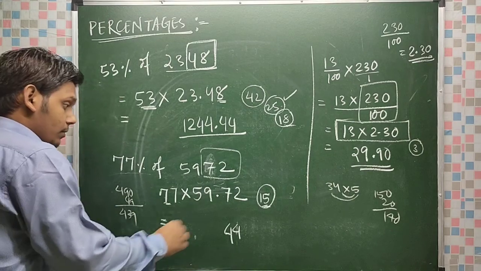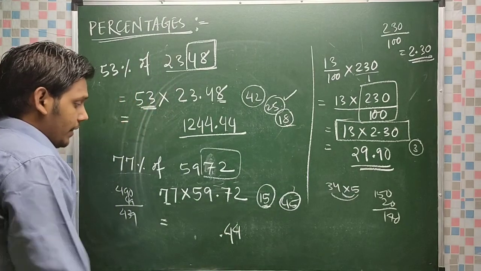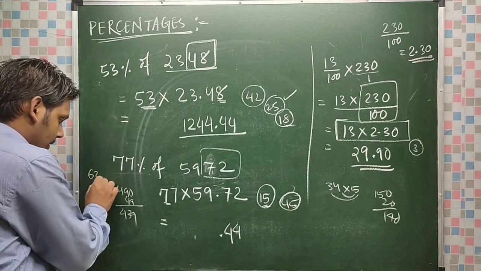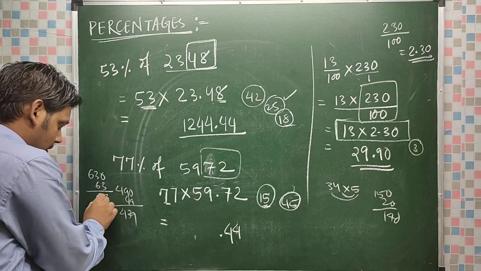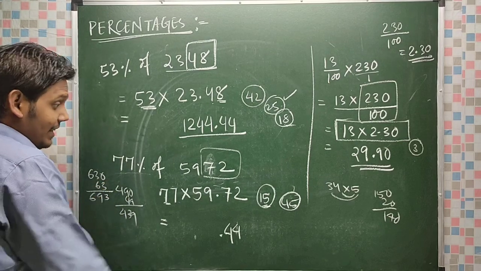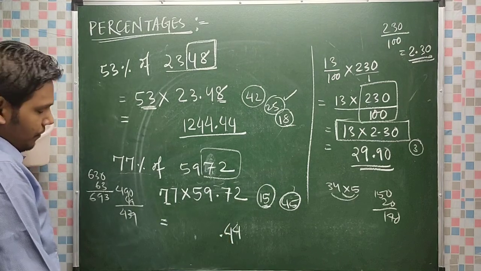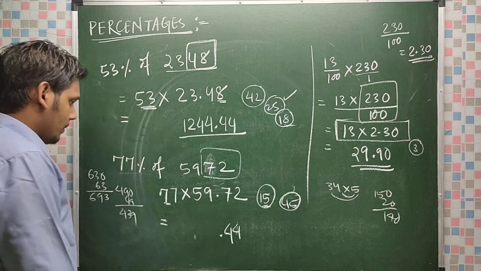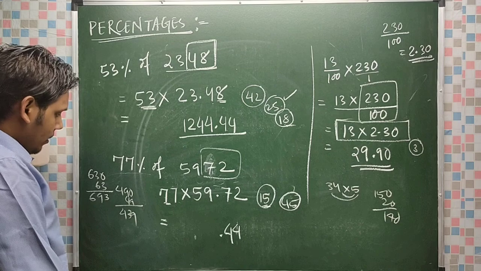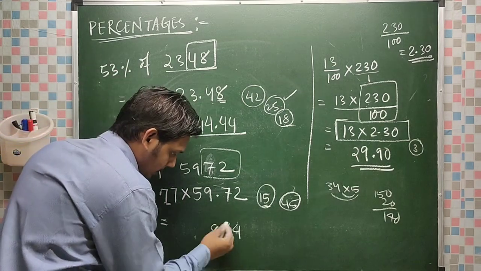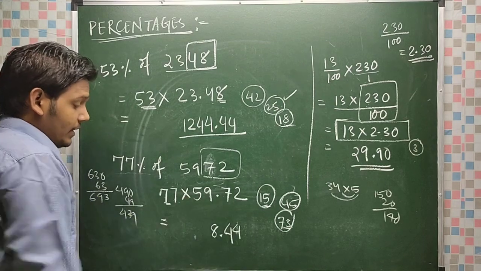454. Now 4 5. You have to put decimal here. Then 9 into 7, 63, 630. 9 into 7 again 63. That means 3, 693. 693 plus 45, how much will it be? 738. That means 73.